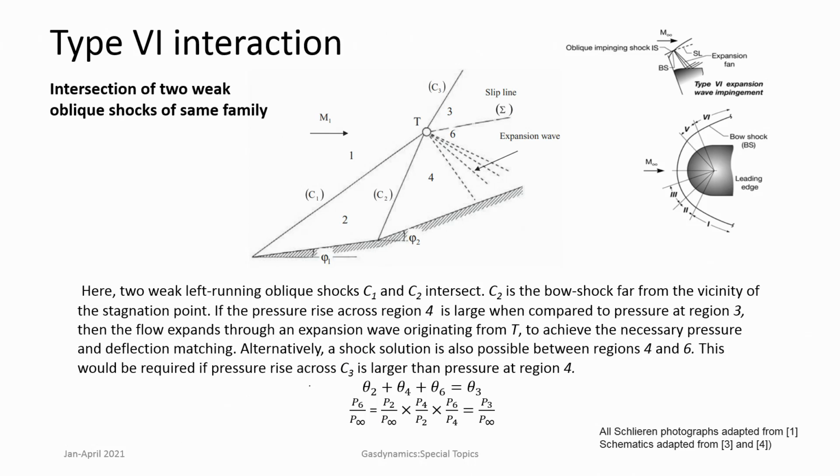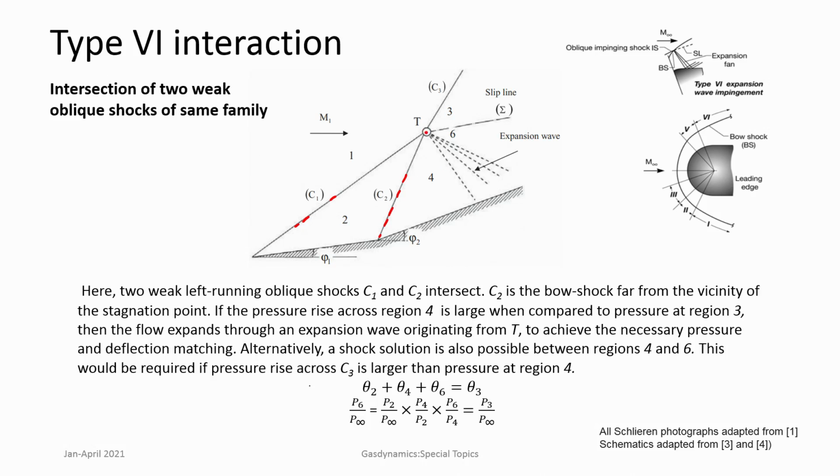Now we take a look again at interactions of the weak kind, not within the sonic circle. We look at type 6 interaction, which occurs with the same family. If you take a look at such interactions, type 6, you see that there is already one shock. So this is a bow shock C1, this is the other shock C2, they are both of the same family and they interact at this particular point.